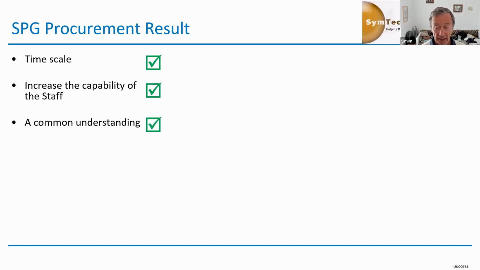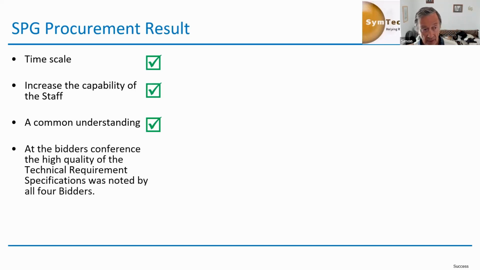Key, there's a common understanding between the stakeholders and the stakeholders' need, which is expressed in the system requirements, which is communicated to the bidders. They understood what it was that we were trying to buy. And at that bidders conference, basically they all said and appreciated the high level of all those technical specifications. Every one of them noted it, of those 4 bidders.